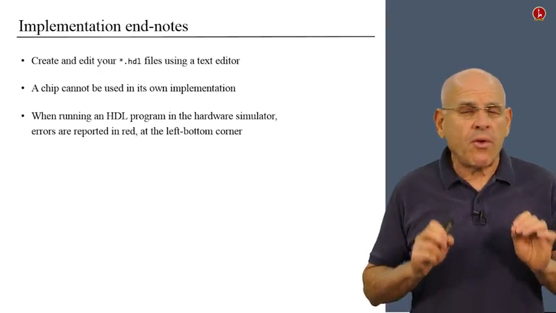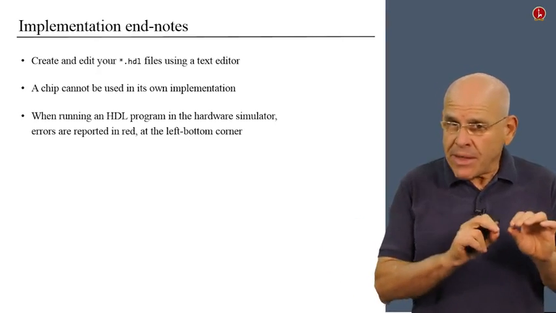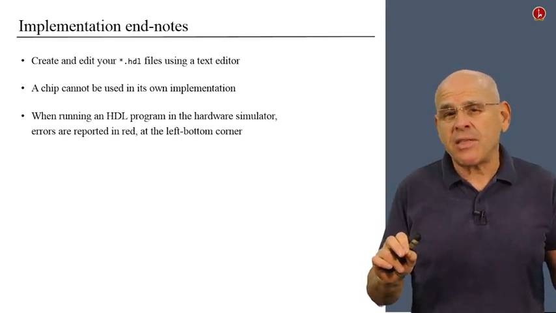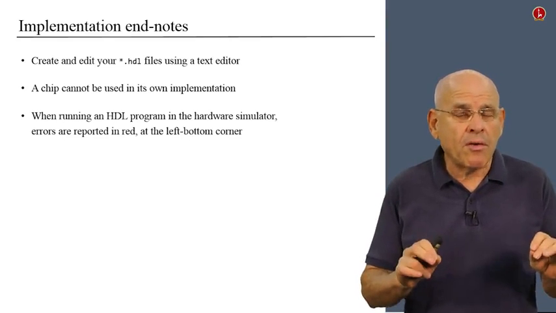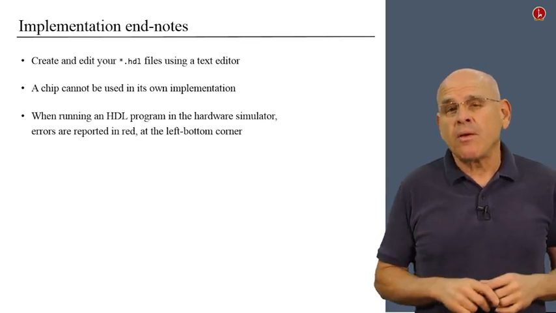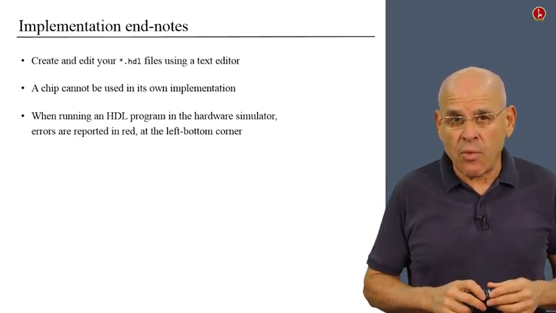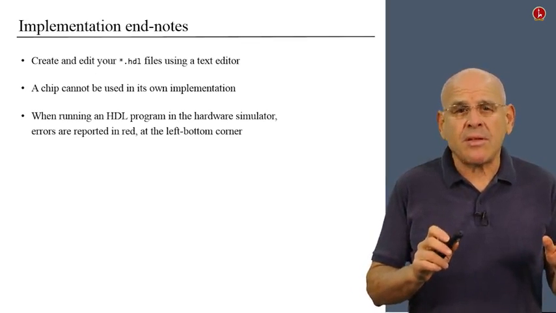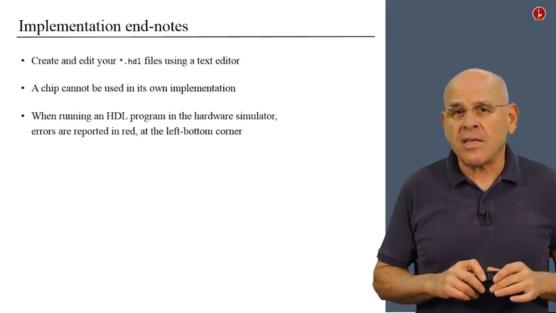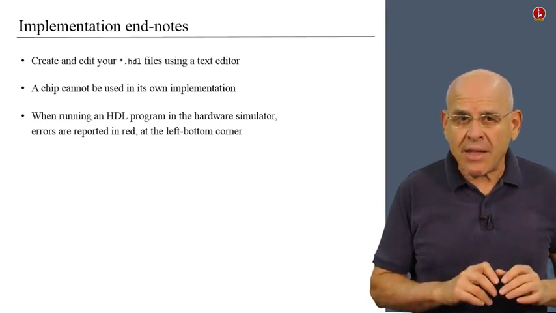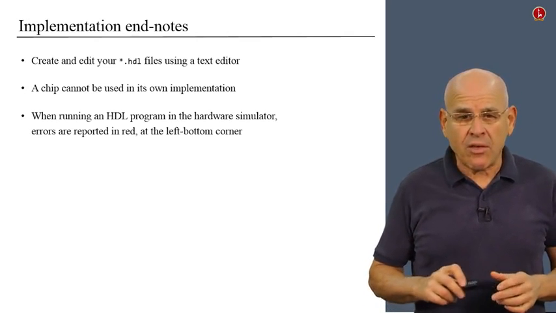Now, when you run your HDL in the simulator, if everything works well, you will get a message at the bottom left of the simulation saying something like "simulation completed successfully." If something goes wrong, and if there's a syntax problem with your HDL code or anything like that, you will get an error message printed in red. So once again, some students tended to miss these messages, so pay attention to the bottom left of the simulator when you simulate your chips.